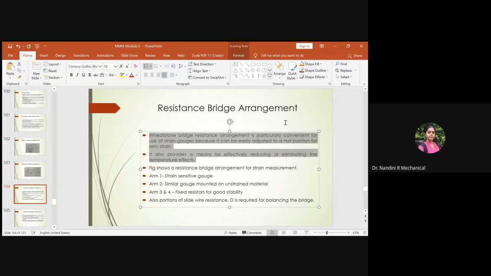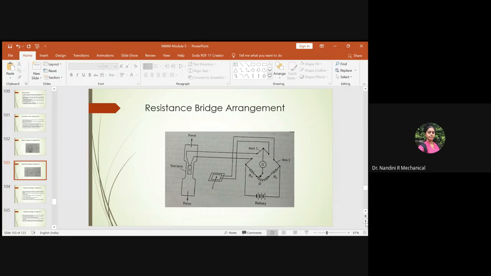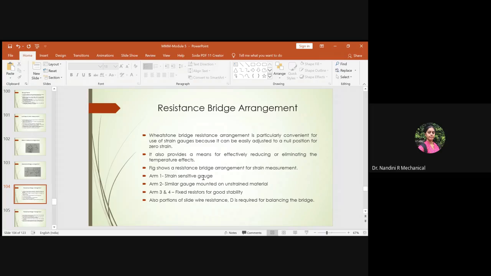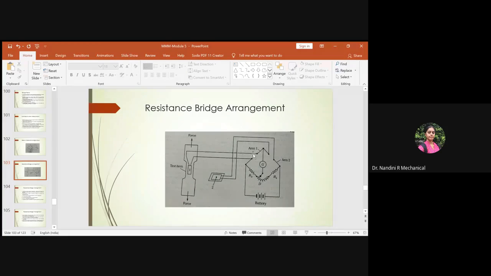So as per the resistance bridge arrangement, what all do you have in the circuit? In arm 1 you will be having a strain gauge, a strain sensitive gauge. In arm 2 you will be having a similar gauge mounted on the unstrained material. Arms 3 and 4 will be the fixed resistors for good stability. So 3 and 4 will be the regular resistors. Arm 1 will be having the strain sensitive gauge.